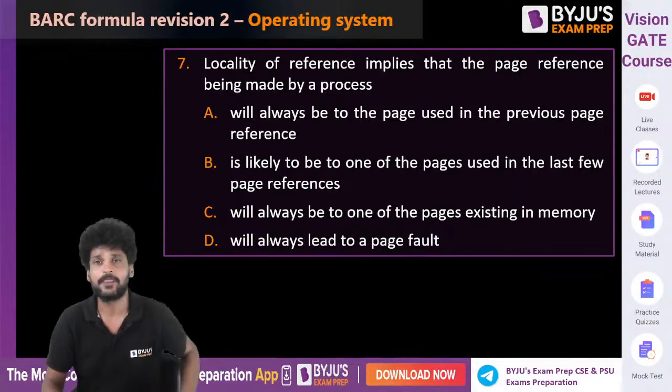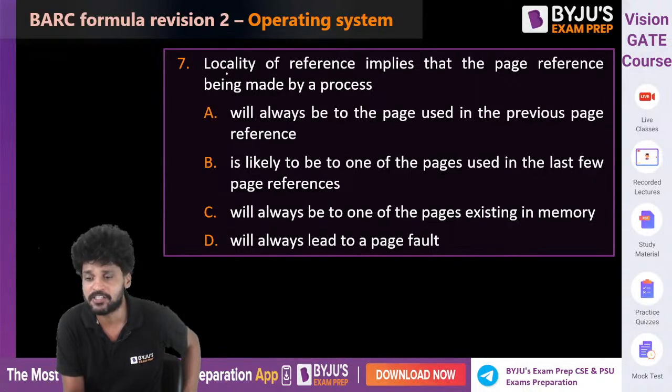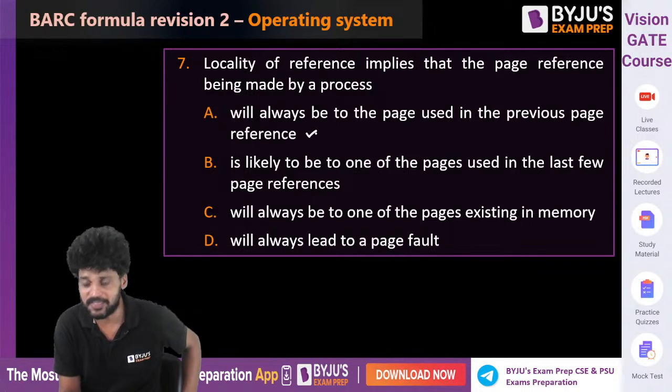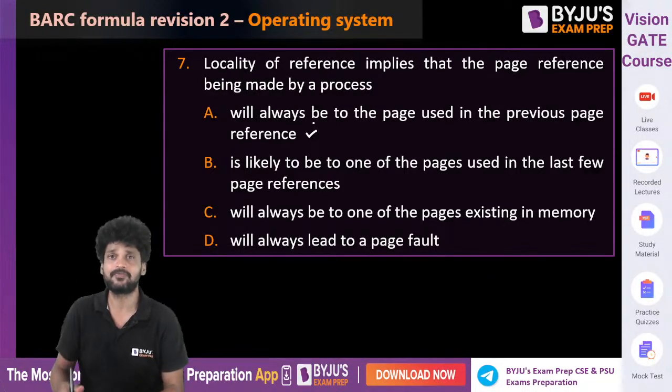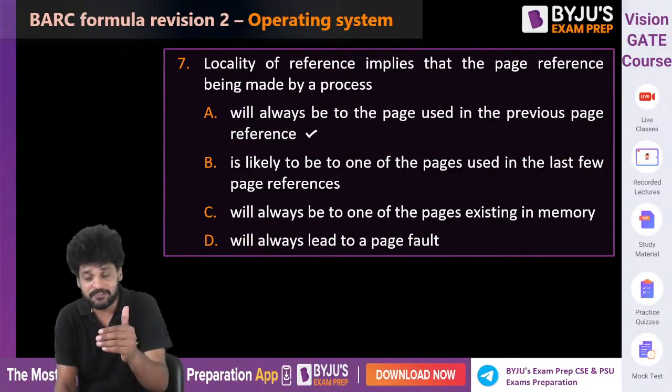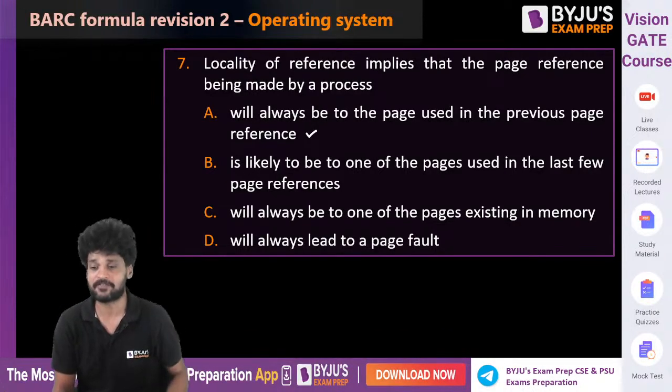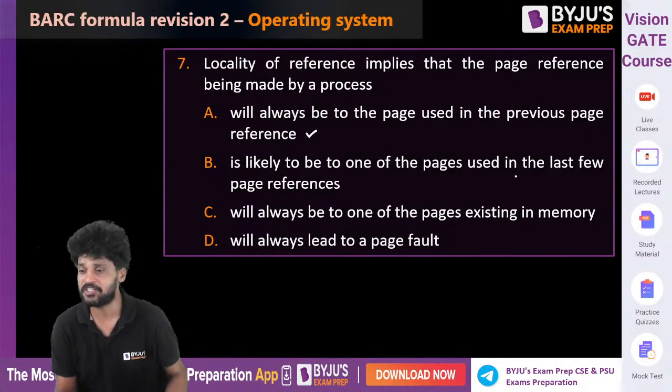But anyhow, when it comes to the locality of reference, it means a page used in a previous page reference will also be used in the near future, very near future. That is the locality of reference. It is likely to be one of the pages used in the last few page references, which will always be one of the pages existing in the memory. If it is not a locality of reference, will it always lead to a page fault?